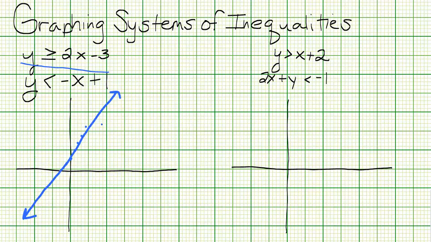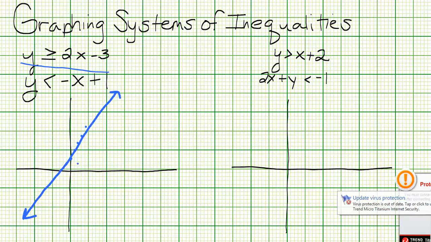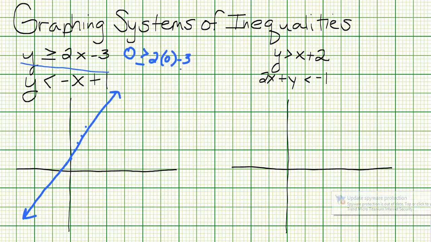Now the next part of this is to decide what side of this line I need to shade on. So I'm going to try 0, 0 in that first equation and see if I get a sentence that's true. Is 0 greater than 2 times 0 minus 3? Is 0 greater than 0 minus 3? 0 minus 3 is -3. 0 is greater than that, so then I'm going to shade on the side of the line where 0, 0 lies, because 0, 0 works.